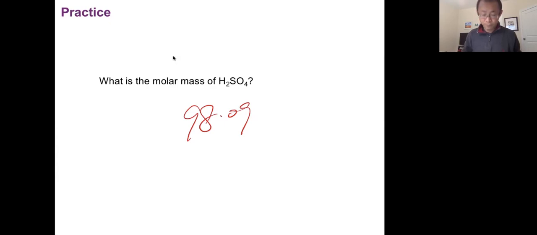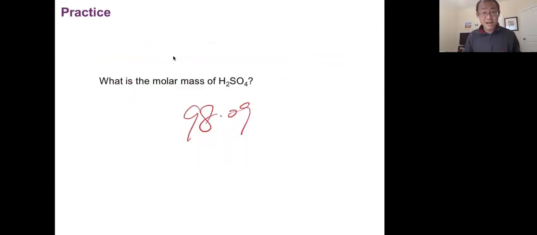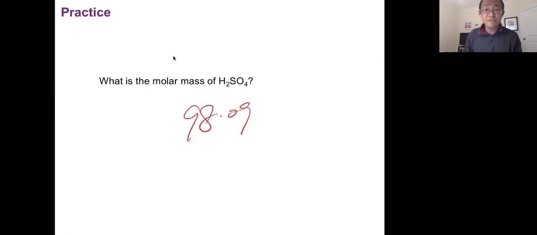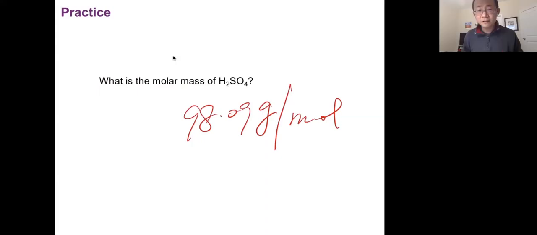What is molar mass? Take a look. Molar mass is the mass of what? It was just grams. Molar mass is the mass of 1 mole. You got 98.09 from the molecule. That number, 98, is called formula mass. But if you're asked about molar mass, it means the mass of 1 mole. So the unit should be what? Grams per mole. Does it make sense, guys? Yeah, it makes sense.